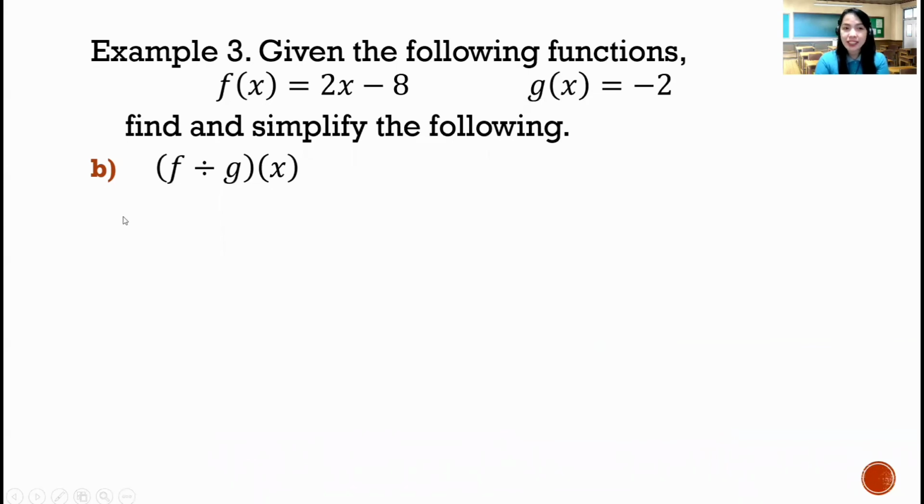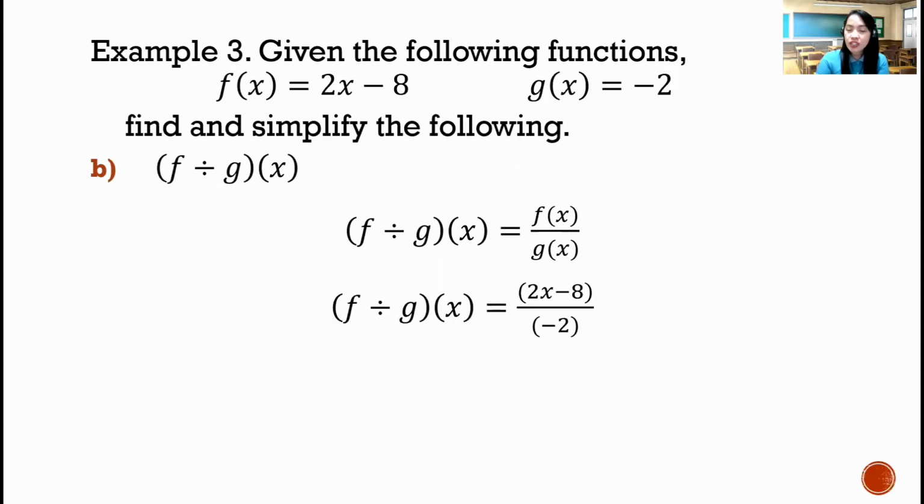In letter B, the given is f divided by g of x. Ang ginamit na symbol ay ito. So, ibig sabihin, ang operation ay division on functions. From the definition, it says there that f divided by g of x, that is equal also to f of x divided by g of x. Ang dividend natin ay yung value ng f of x at ang divisor ay yung value ng g of x. So our first step is to substitute with the value of the functions. So magiging na siyang 2x minus 8 divided by negative 2.